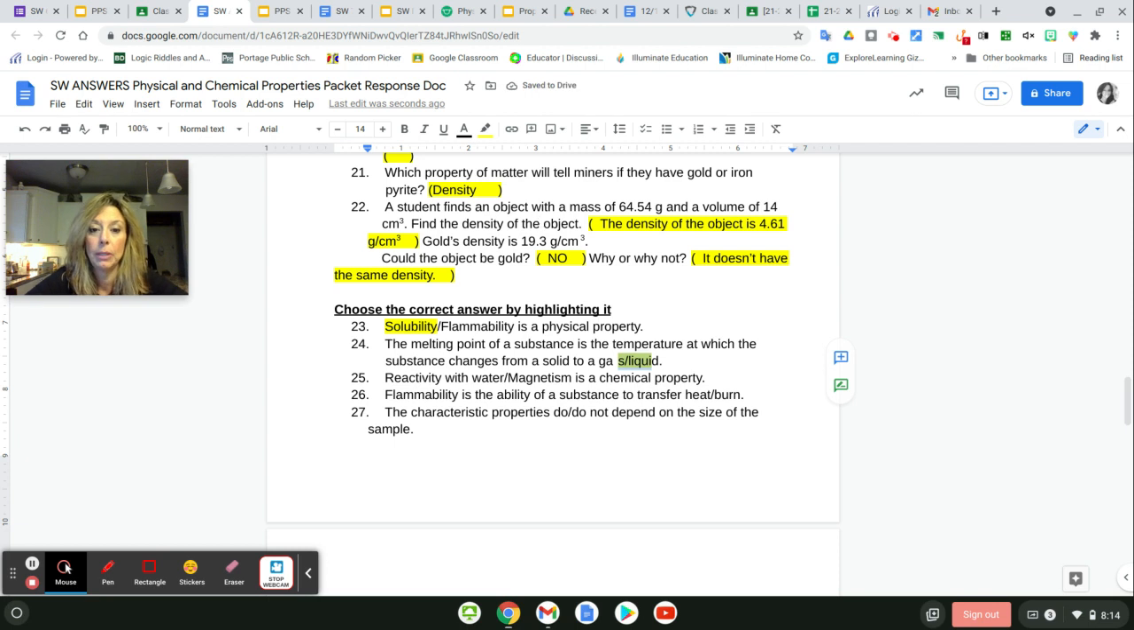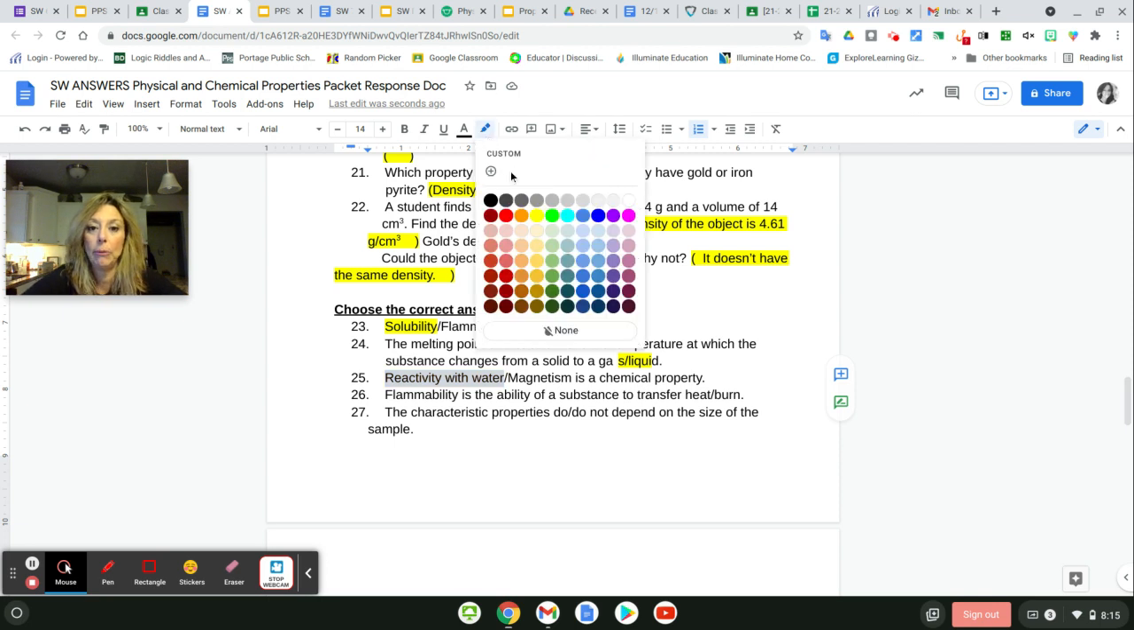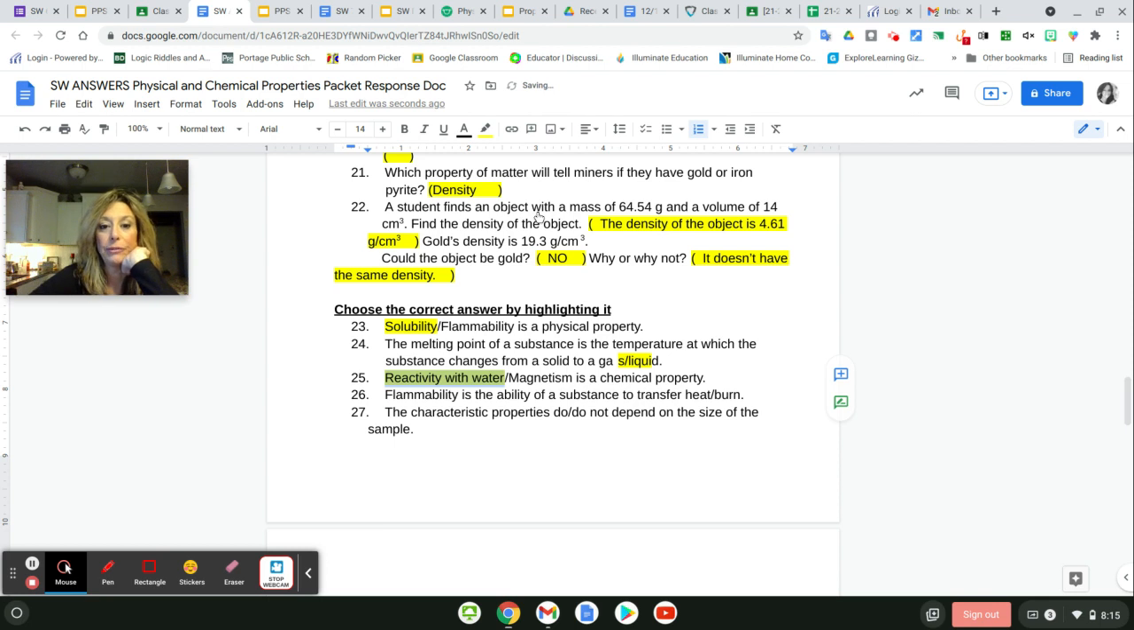Reactivity with water or magnetism is a chemical property. And when something reacts with water, either like rust or our iron nail becoming rust, or something that would be a little bit more explosive, because there are some things that react with water that have a more violent type of reaction. That would be a chemical property. Okay, flammability is the ability of a substance to burn. And well, it's burn. We know that.